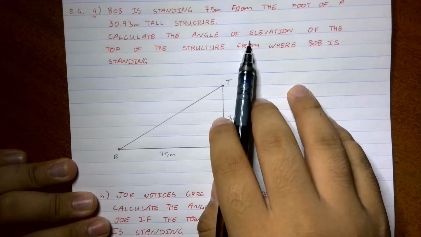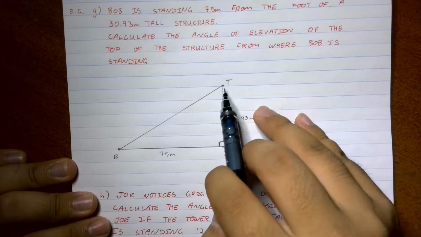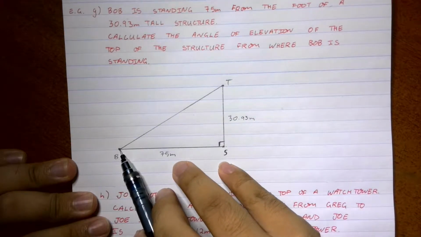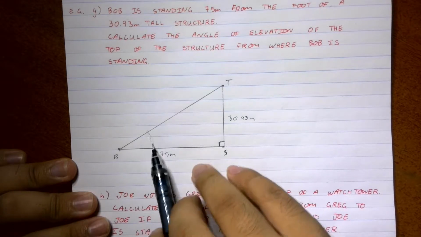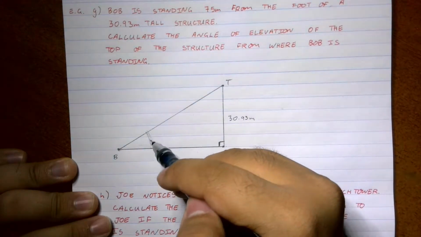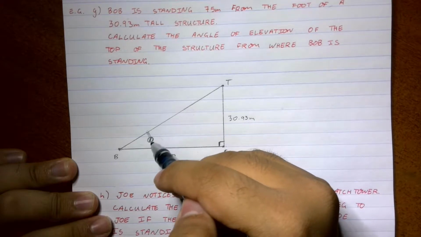Calculate the angle of elevation of the top of the structure from where Bob is standing. So from where Bob is standing, the angle of elevation is what we want. So we really want this angle here, so let's label that as theta.